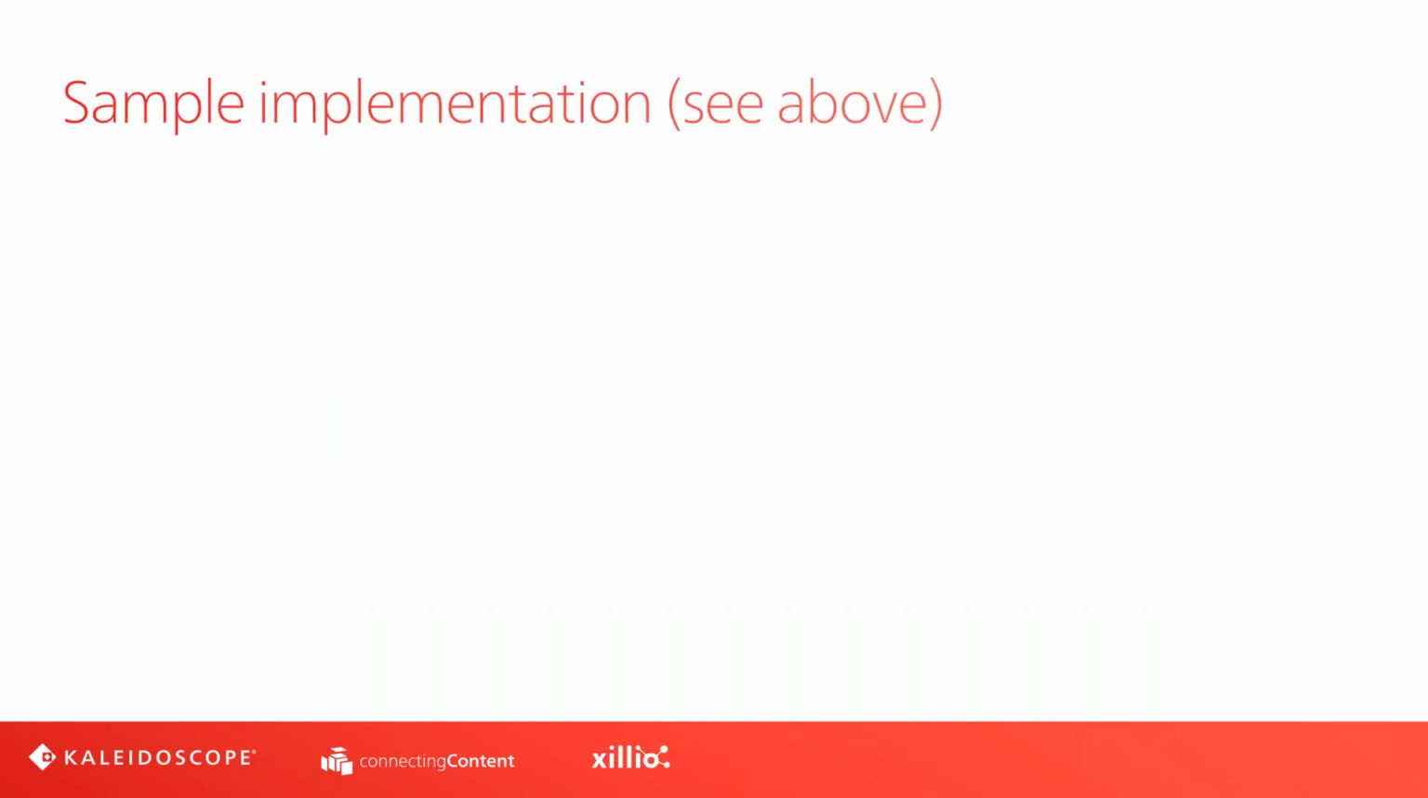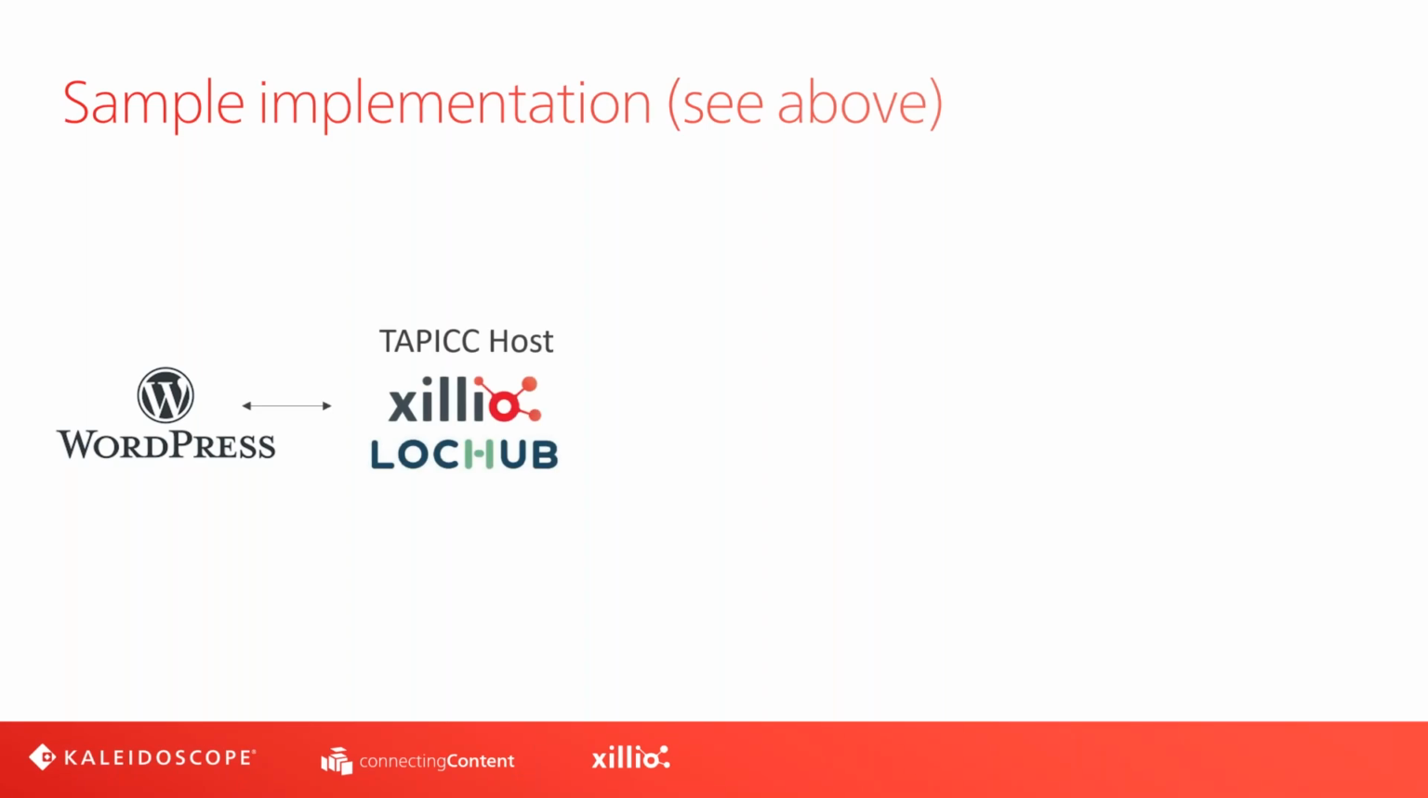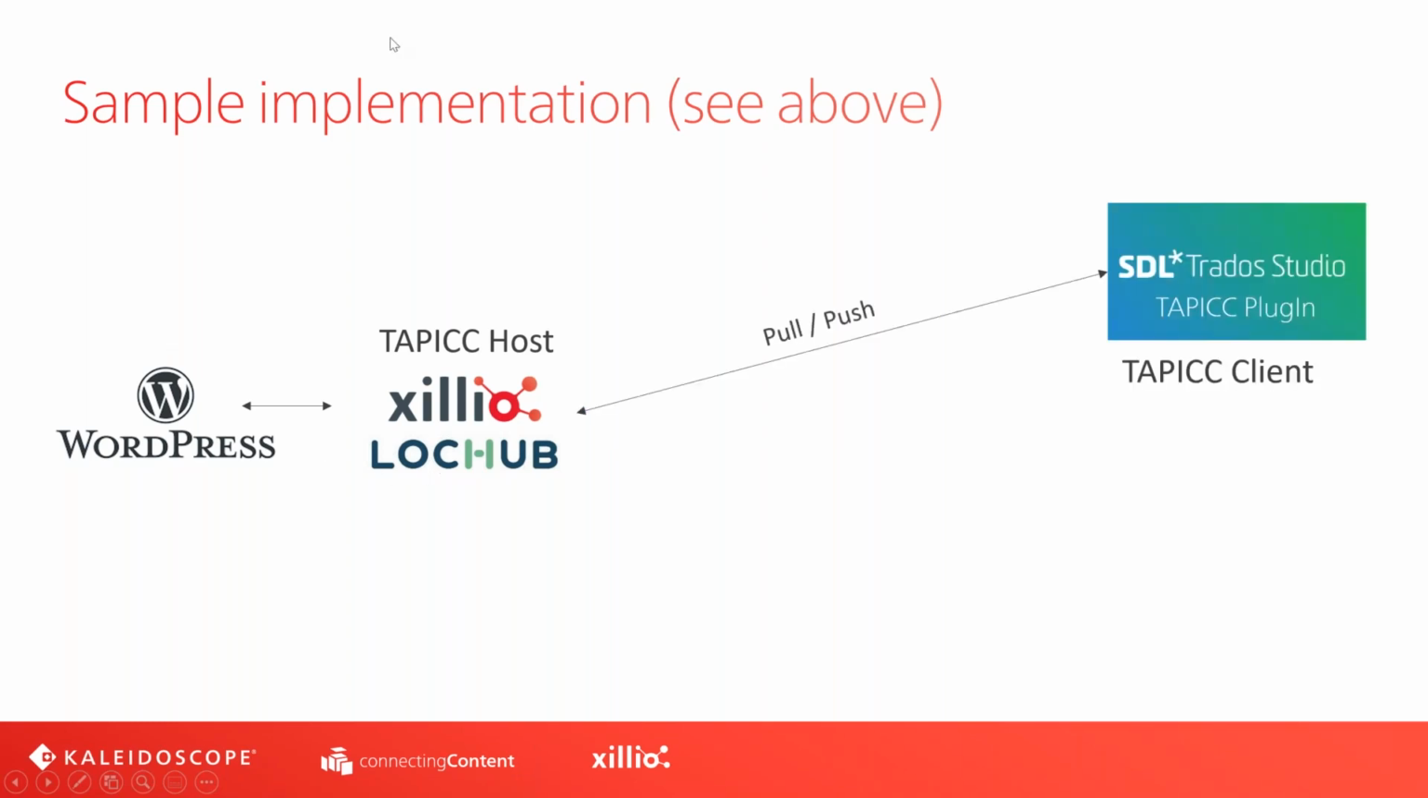A sample implementation of this you have actually already seen. What I showed you, the WordPress and also the AEM examples, were both built on Topic. So Xilio has implemented a Topic host. Of course, what Xilio does towards WordPress is proprietary. That is something Xilio knows how to do, or AEM or Sitecore or whatever else Xilio supports. But on the localization side, it is Topic. So Xilio is a Topic host.